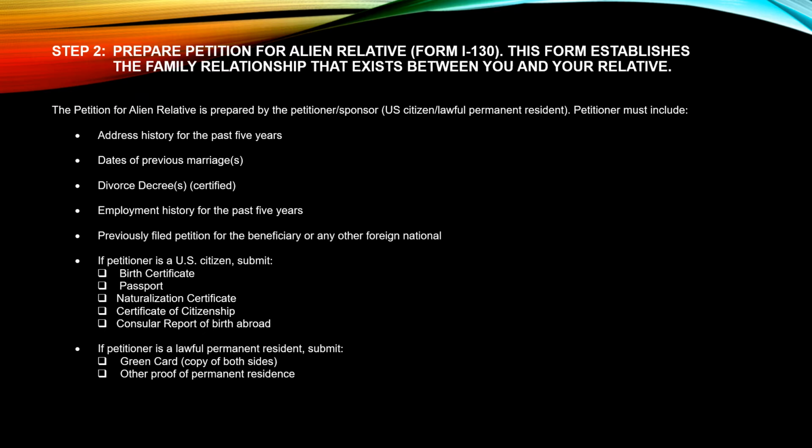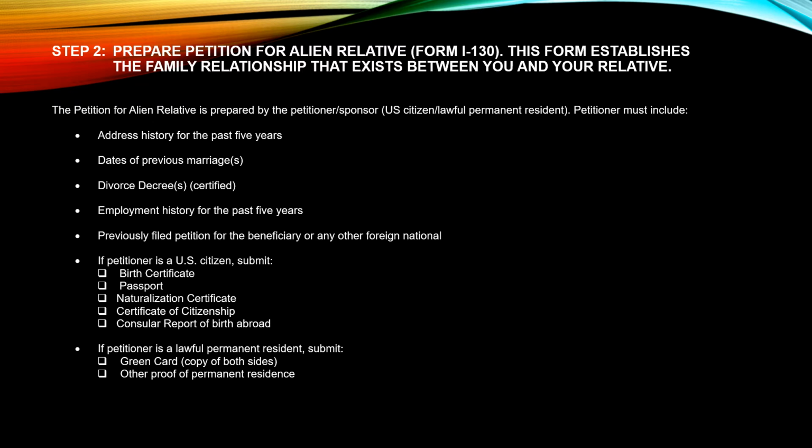That individual must include their address history for the past 5 years, dates of any previous marriages, divorce decrees terminating any previous marriages, employment history for the past 5 years, and any petitions that he or she has filed before for either this beneficiary or any other alien that they have asked the U.S. government to approve to reside within the United States.